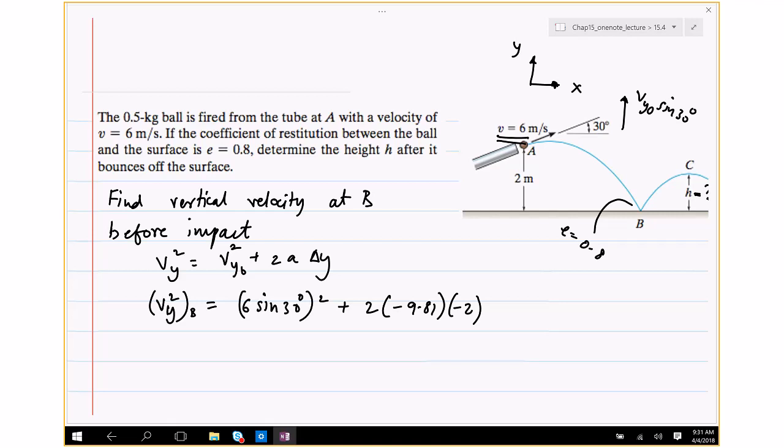Let me write it as Vy at B squared. I just want to say that this is the velocity here, Vy B. Okay, so one equation, one unknown, Vy B is 6.94 meters per second.